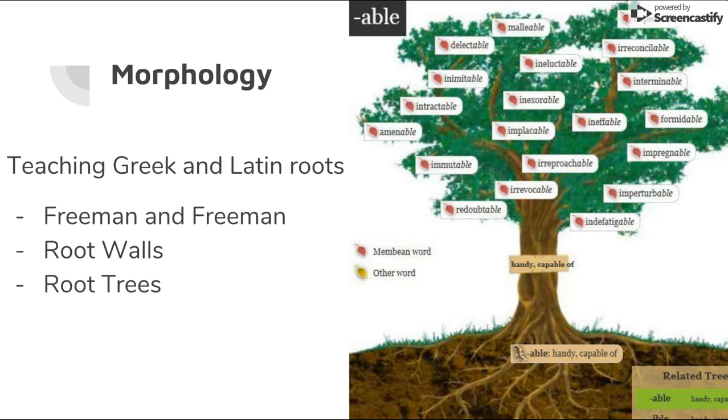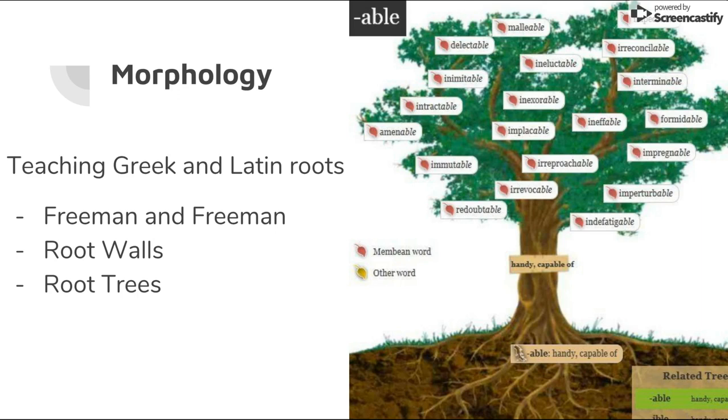A second way that I really like using is root trees. As you can see in the picture, root trees start with the root of the word as the root of the tree. Then as the trunk, you have the definition of the words, and then you have different words that have that root in it all throughout on branches.